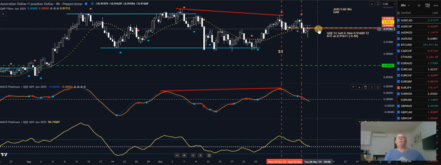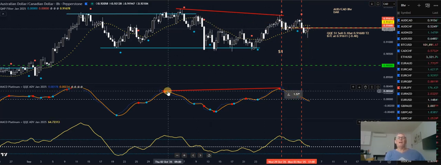And hence my break even for both trades is that yellow dash line, which is basically at the same line. So that's my break even. Now I'm looking for the 50 level on the QQE, even though the MACD Platinum's through the 0 level. It came down, but it's technically not through the 50 level yet. So I'm just in the money at the moment. So that's the AusCAD and the initial trade.